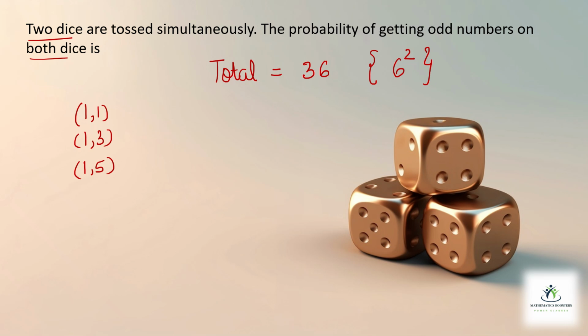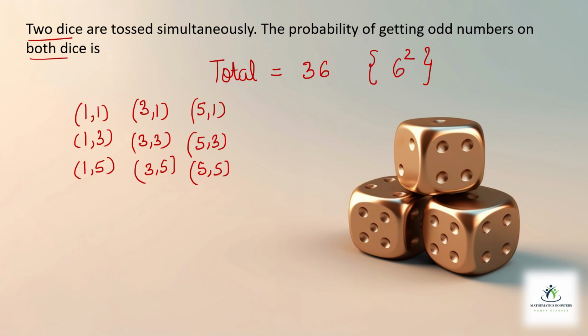2 वाली लाइन नहीं आएगी क्योंकि उसमें एक हमारा even है. Then we have 3 1, 3 3, 3 5. Again 4 वाली लाइन नहीं आएगी. Then 5 1, 5 3, 5 5. Then again 6 वाली लाइन नहीं आएगी. So how many possible do we have? 9. So 9 upon 36, which is 1 by 4.